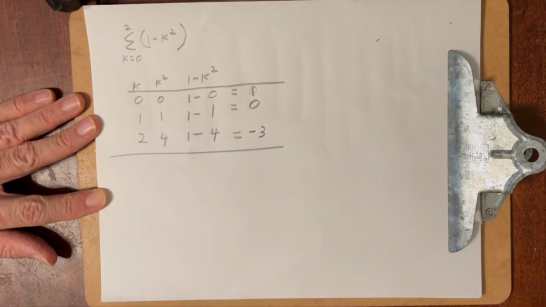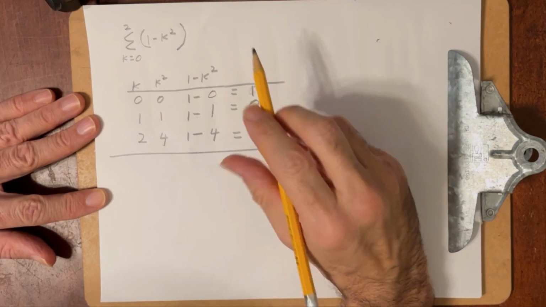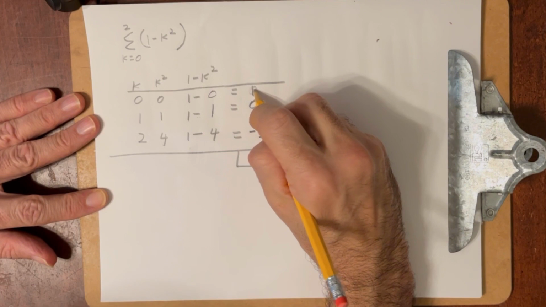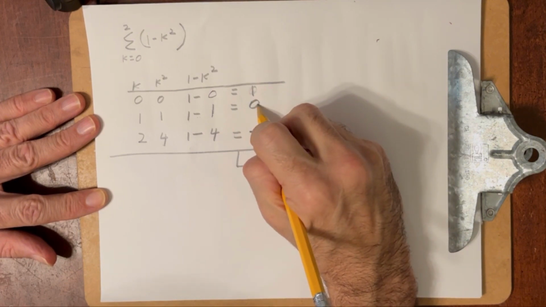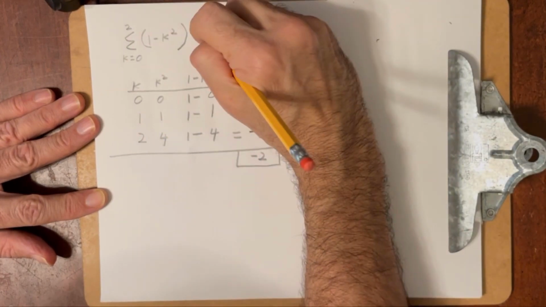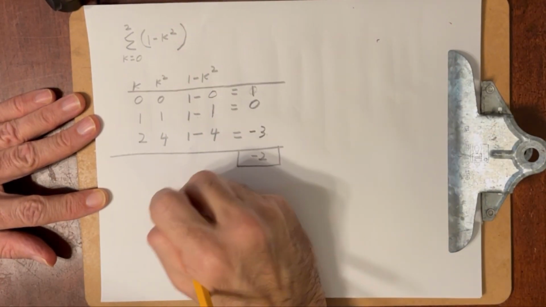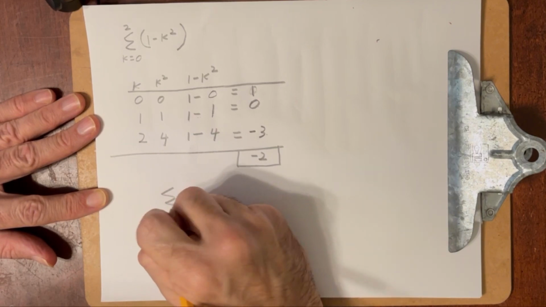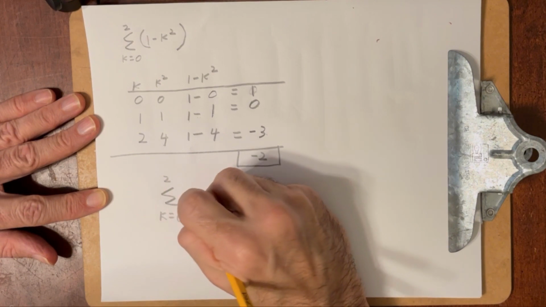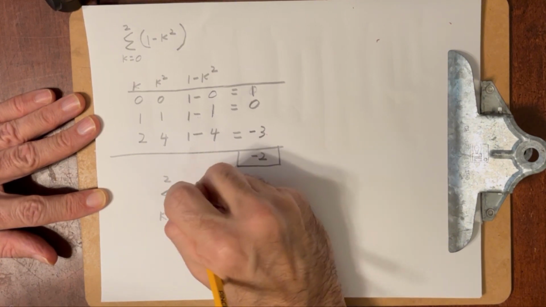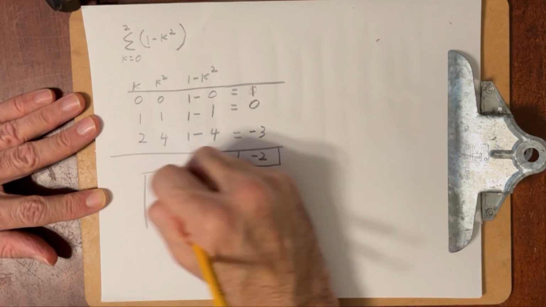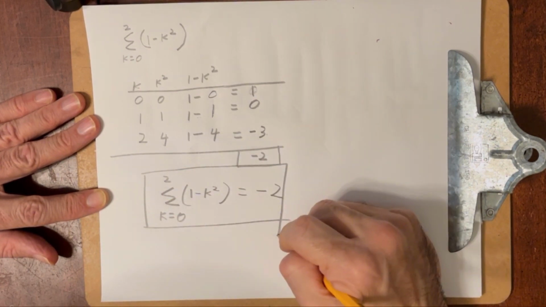Let me make this a little bigger. Okay, so your final answer, you add all these up. 1 plus 0 is 1. Minus 3 is negative 2. So our final answer is the sum as k goes from 0 to 2 of 1 minus k squared is equal to negative 2. That is our final answer.